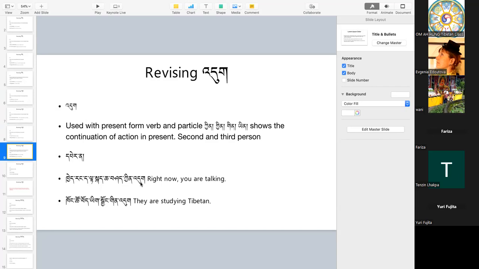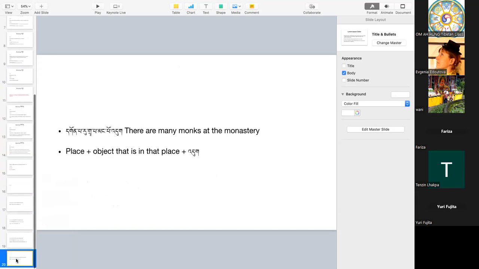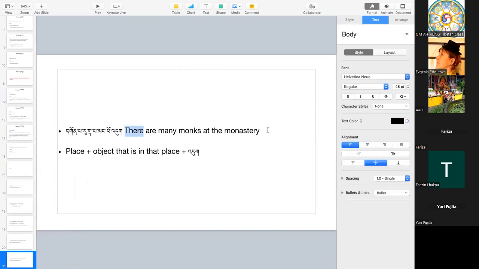Then they are studying Tibetan. So currently they are studying Tibetan. So the usage case is quite similar. The only difference being, let me put this sentence here.